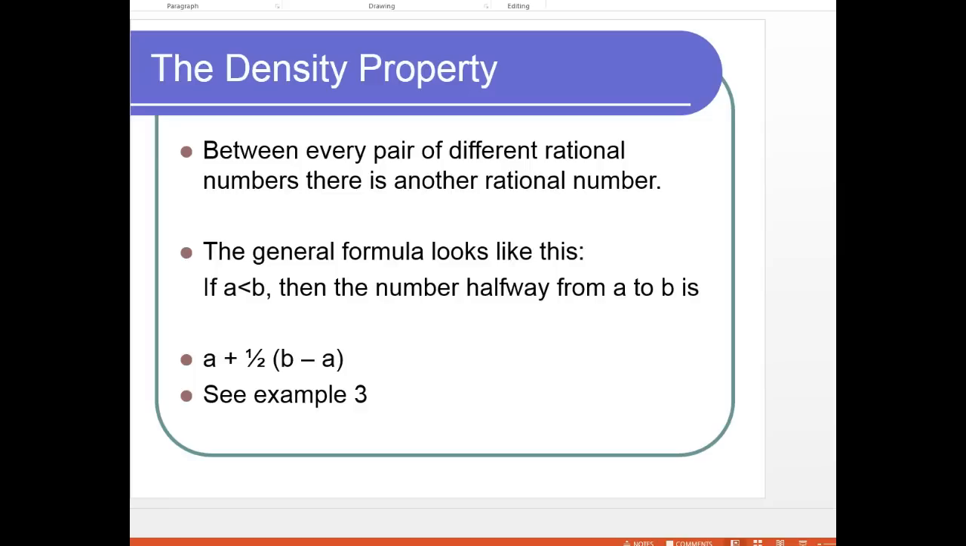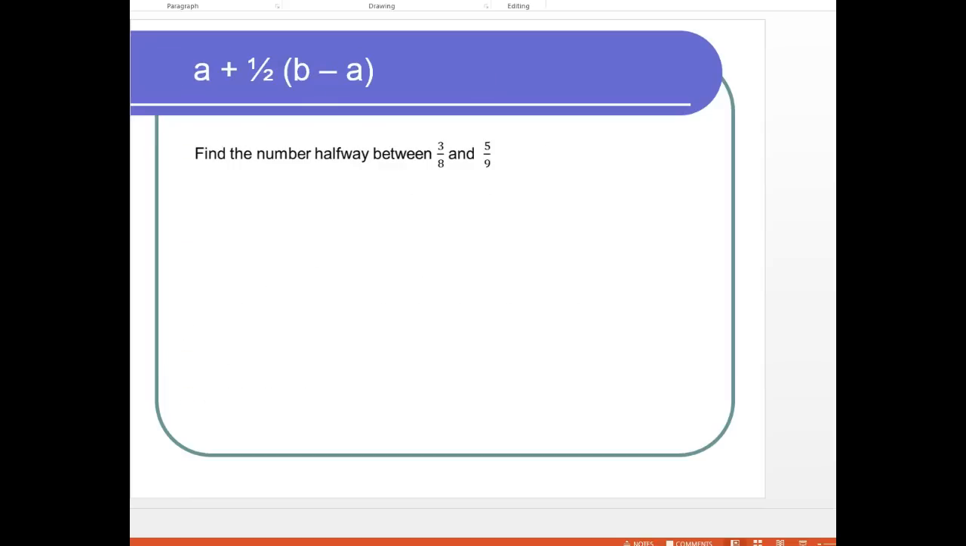Now, our formula is here. It looks like this. This is our formula, and it would do you good to memorize it. So we've got A plus 1/2 (B minus A). Now, when you see the problem on the quiz or the test, it's going to look like this. It says find the number halfway between 3/8 and 5/9.